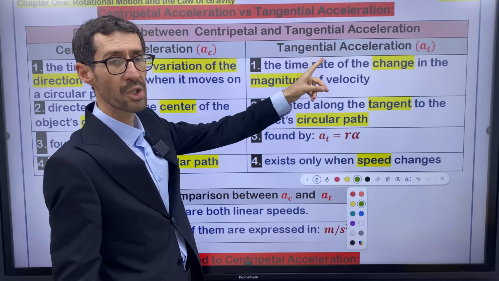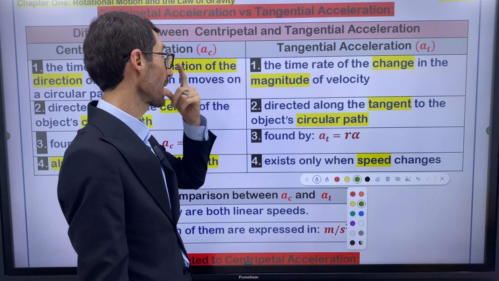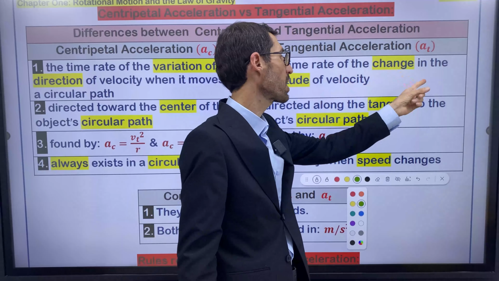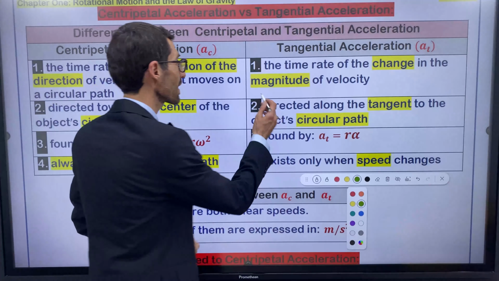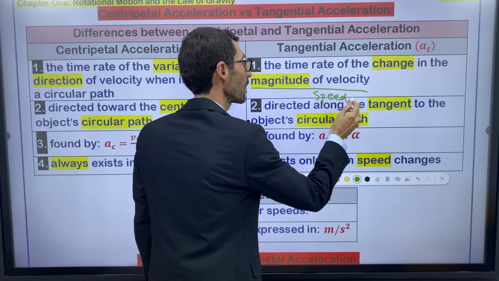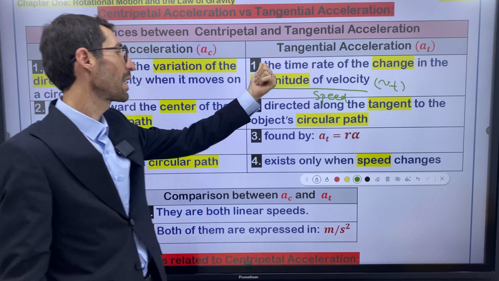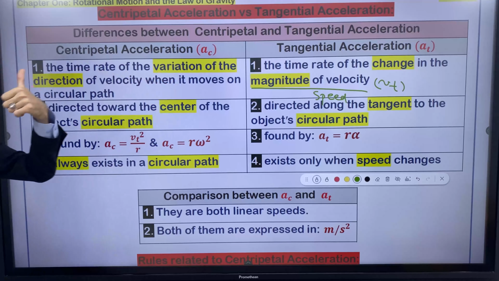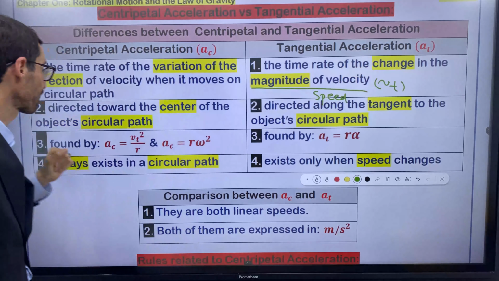What is it about the tangential acceleration? Write the definition for tangential acceleration: it is the time rate of the change in the magnitude of velocity. Magnitude of velocity means speed, right? And we mean actually VT. A change in VT, delta VT, leads to AT.